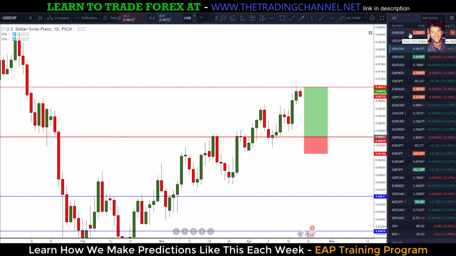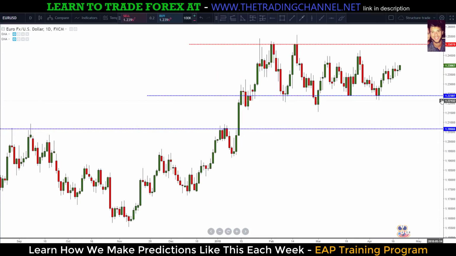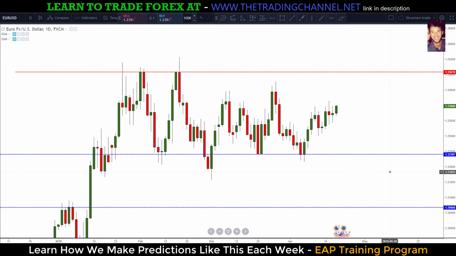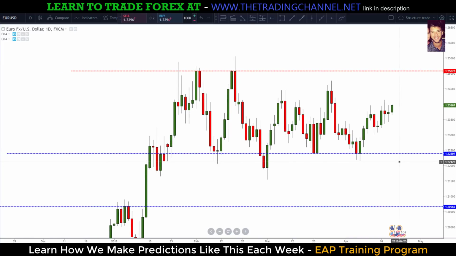Next up, we'll be looking at the euro dollar. Since the beginning of the year, the euro dollar has been doing the same thing. It's just been consolidating. And what we've been capturing here at the trading channel is moves off of resistance and support. Just last week, we had a prediction that this market would find support from the 1.2239 level. And that's exactly what happened here on this pair.